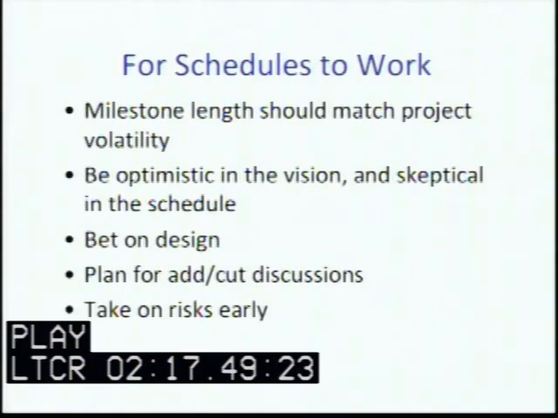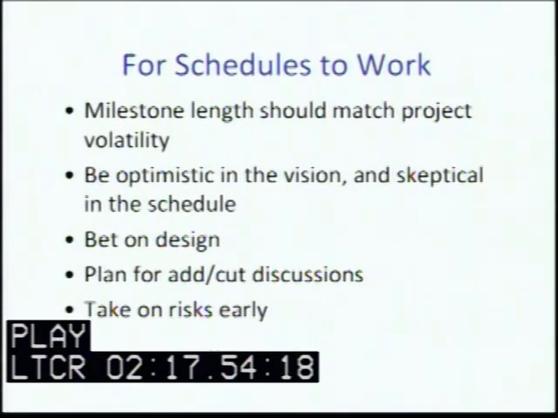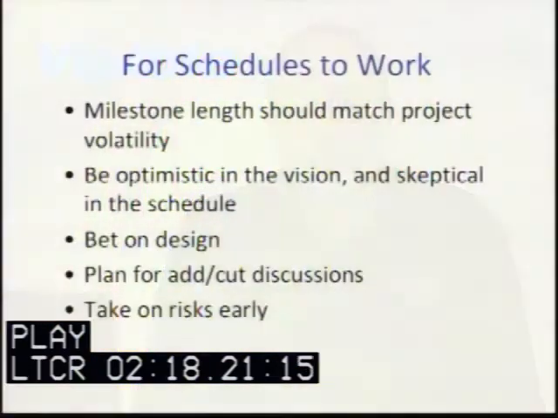For schedules to work, the milestone length should match the project volatility. What we mean by that is we don't want to have tasks that are so long that change is going to occur. Recall what we talked about before. The customer may change, or requirements may change, or the technology may change. We need to be optimistic in the overall vision of our project and skeptical about the schedule. Did we get all of the tasks in the schedule? Will people perform to the level that we need them to have? Are there any uncertainties that we're going to have to deal with?